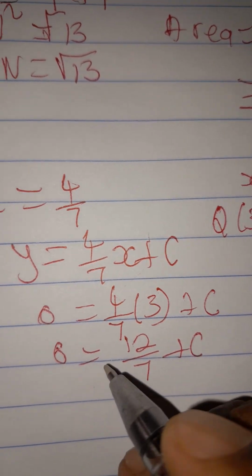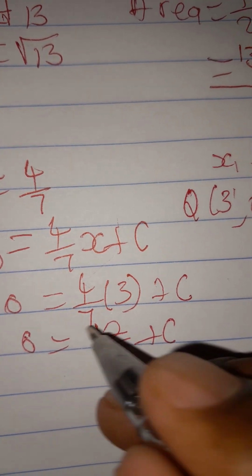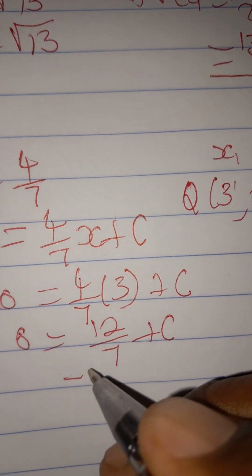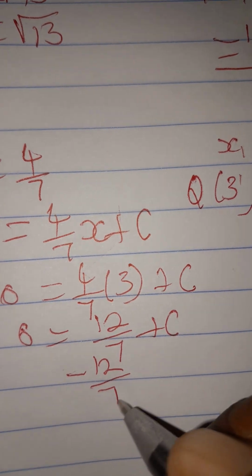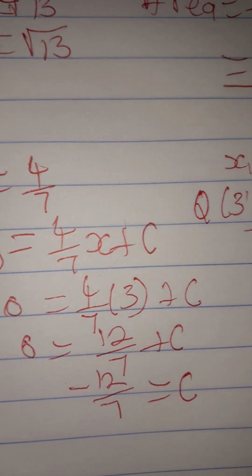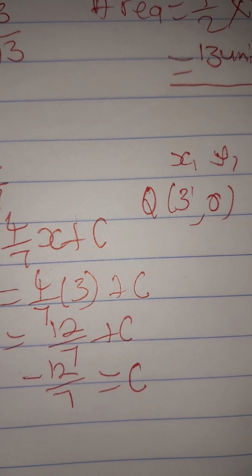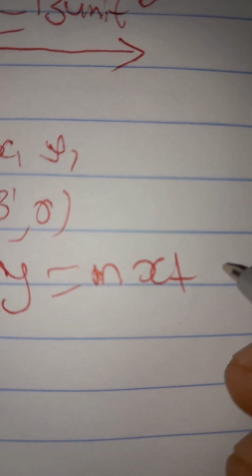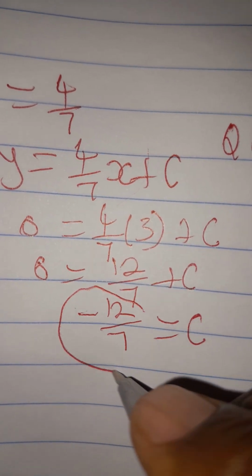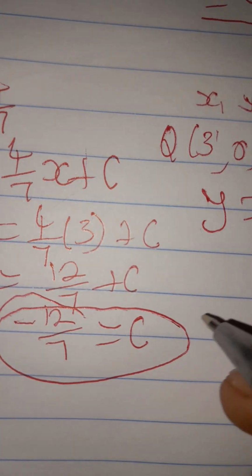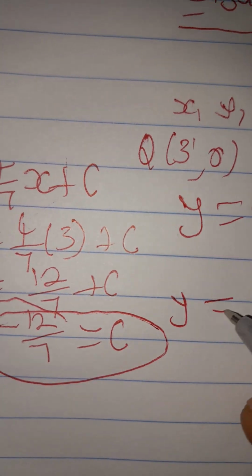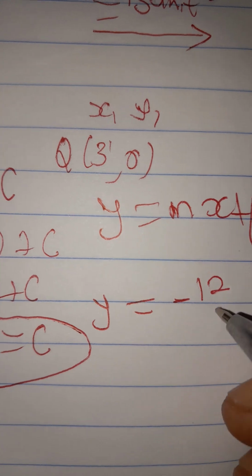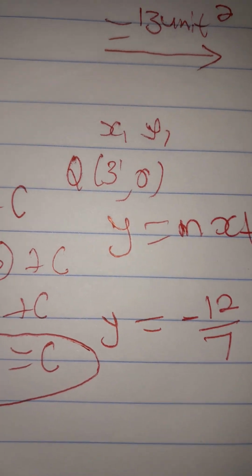Okay, so let's take 12 over 7 to the other side. It becomes negative 12 all over 7, which is equal to c. You may recall that when you're using an equation of a straight line, which is y equals mx plus c, this is the y-intercept. So in other words, our y-intercept is going to be negative 12 divided by 7.